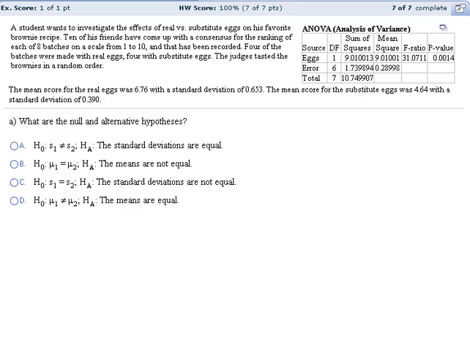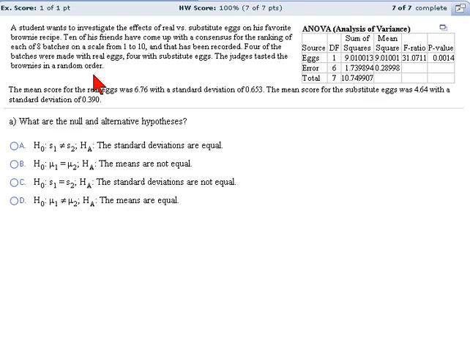Okay, we're told a student wants to investigate the effects of real versus substitute egg on his favorite brownie recipe. 10 of his friends have come up with a consensus for the ranking of each of 8 batches on a scale from 1 to 10, and that has been recorded. 4 of the batches were made with real eggs, 4 with substitute eggs. The judges tasted the brownies in random order.